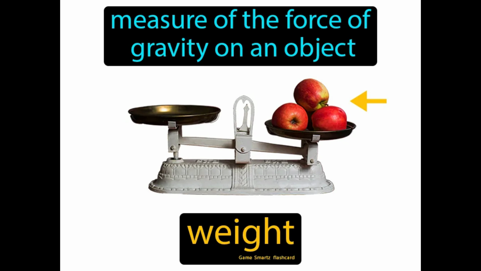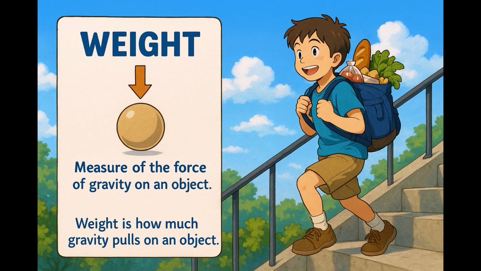Measure of the force of gravity on an object. Weight. Weight is how much gravity pulls on an object. Imagine you're trying to carry a backpack filled with groceries up a flight of stairs. Just like how the backpack feels heavier depending on how many items you pack into it, the weight of an object is essentially how much the Earth's gravity is pulling it down.